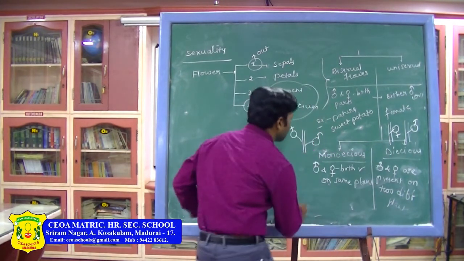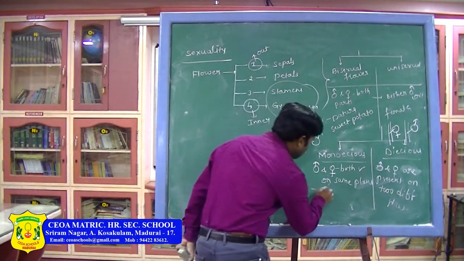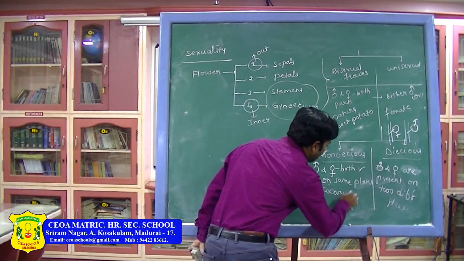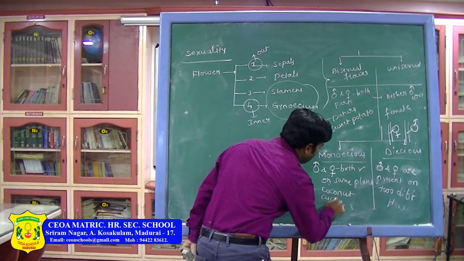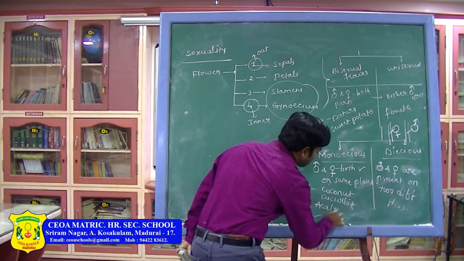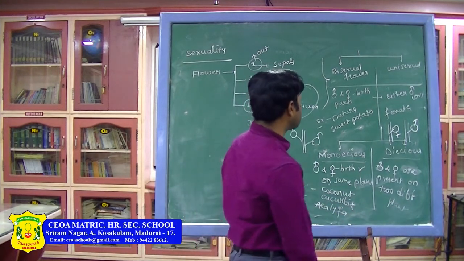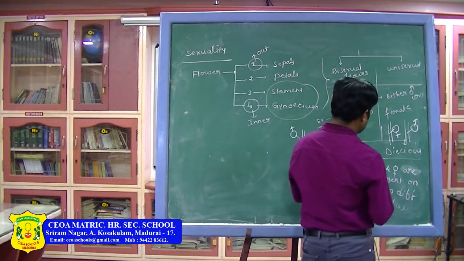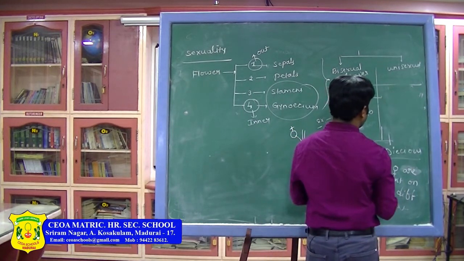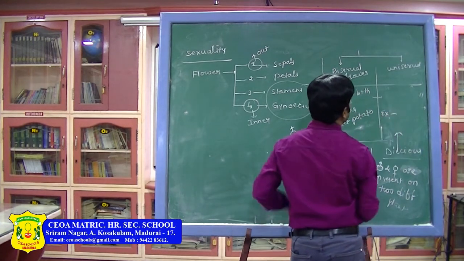So, what are the examples for the monoecious? Coconut, cucurbits, Acalypha. Okay. Whereas dioecious, what example can we write here under the dioecious?